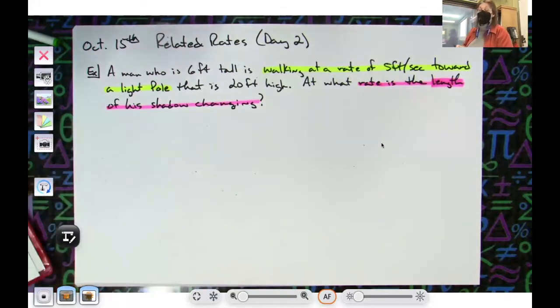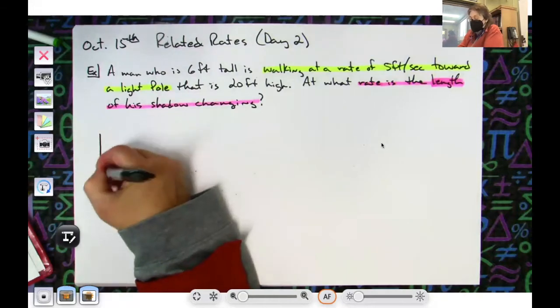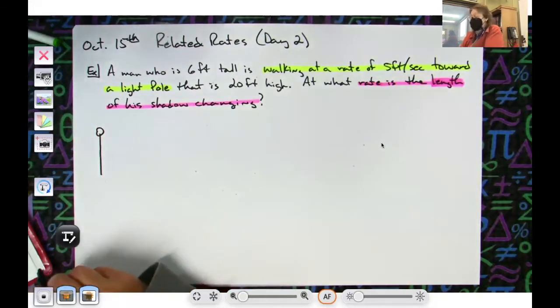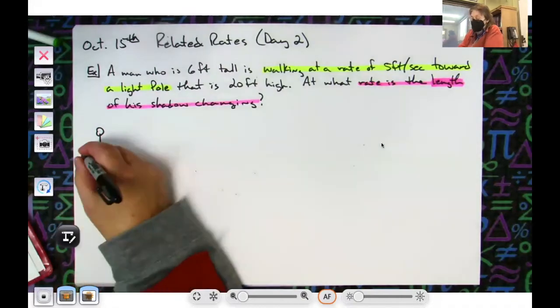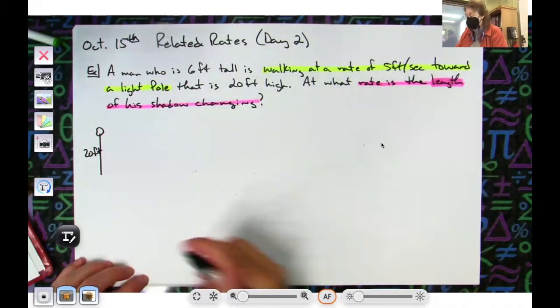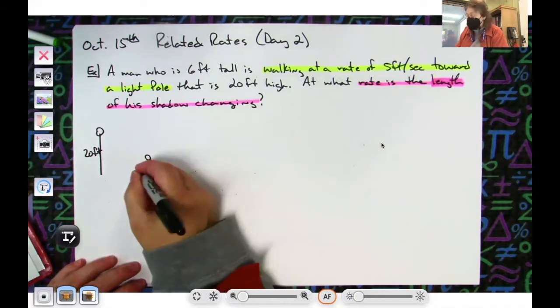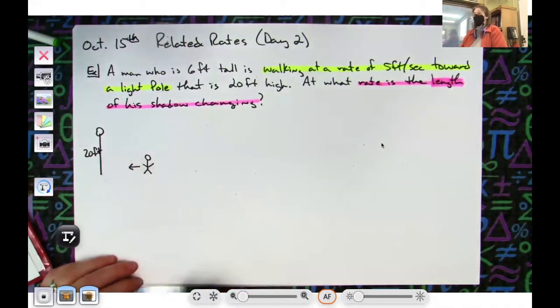Okay, so we need to set up a picture here. I'm going to have a light pole, for lack of a better source here. I'm not going to draw very good. The light pole is 20 feet tall. We have a guy and he is walking toward the light source. So here's our guy, and he is walking toward the light pole. I indicate that he's walking toward the light pole every time.